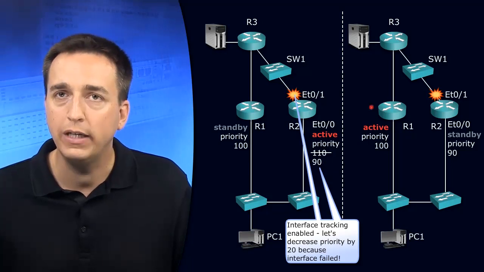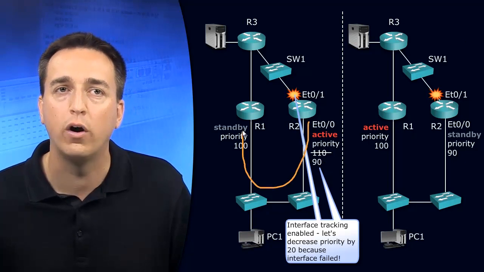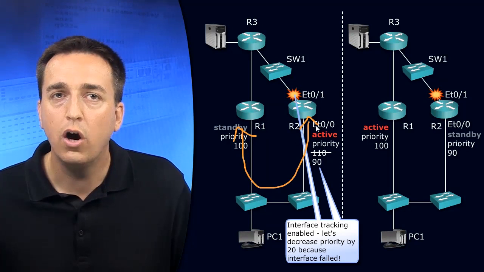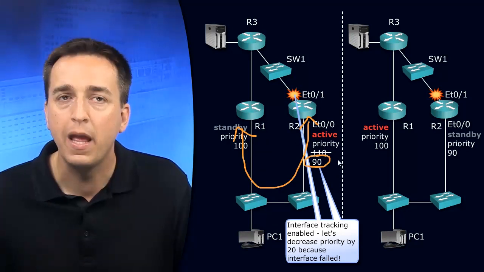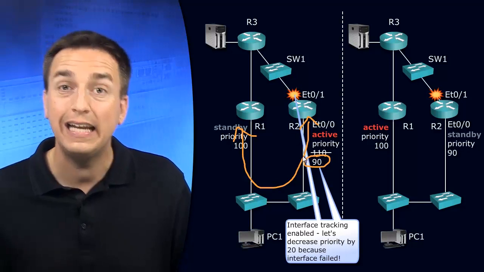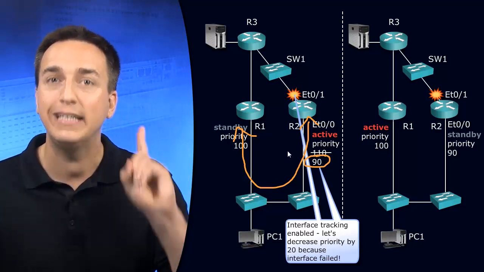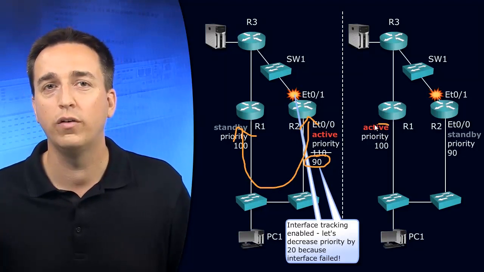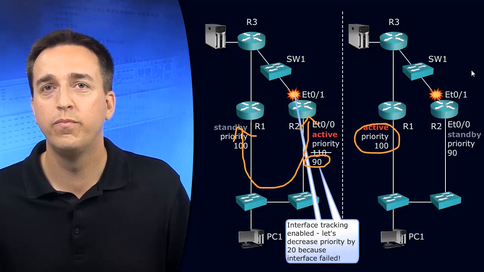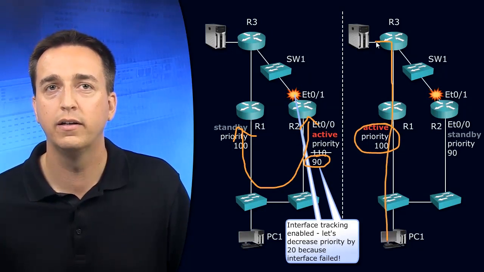And by doing so, when the hellos are going back and forth between R1 and R2, R2 is now telling R1 its priority is 90. And when R1 sees that it has the higher priority now and preemption is enabled, it takes over the active role. So now traffic is simply going to go this way.